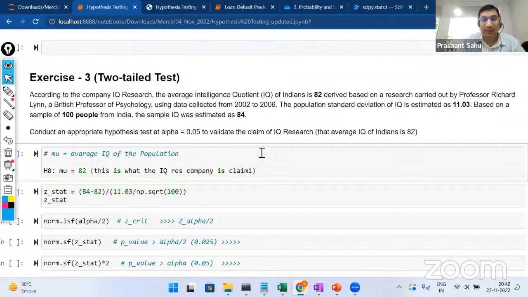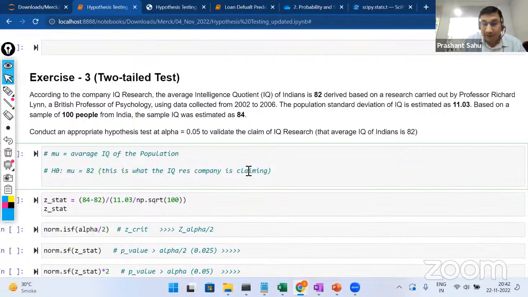So always remember that a claim will always go with the equality sign, with the null hypothesis. So what is the alternate hypothesis? When is this going to get invalidated? HA will be, in this case, not equal to 82.